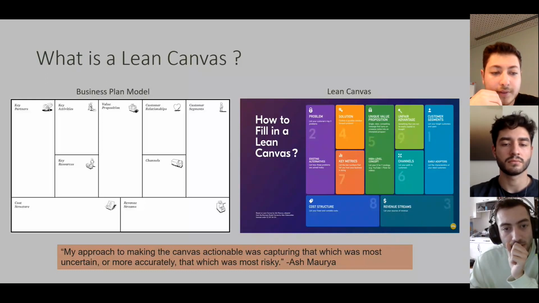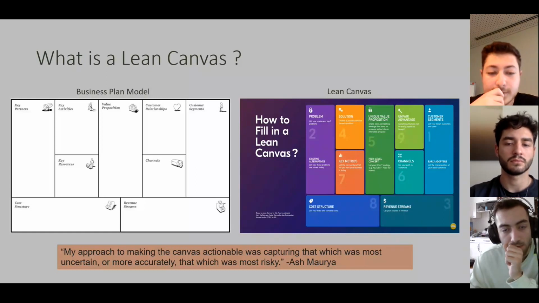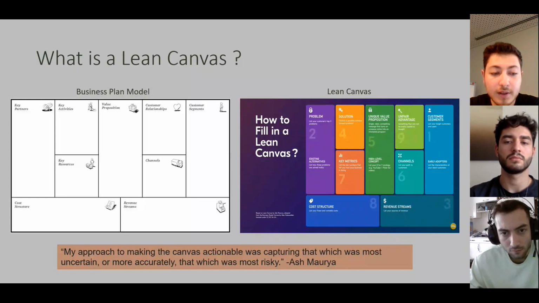Its original version is the business plan model, left-hand side of the slide, but Ash Maurya finds some points unnecessary and changes them to other points, and the resulting plan is called Lean Canvas. The differences between two plans are as follows. Key partners turn into problems box. Key activities turn into solutions. Key resources turn into key metrics. Customer relationships turn into an unfair advantage. As you can see in the slide, the numbers on the boxes represent the filling order of the canvas.